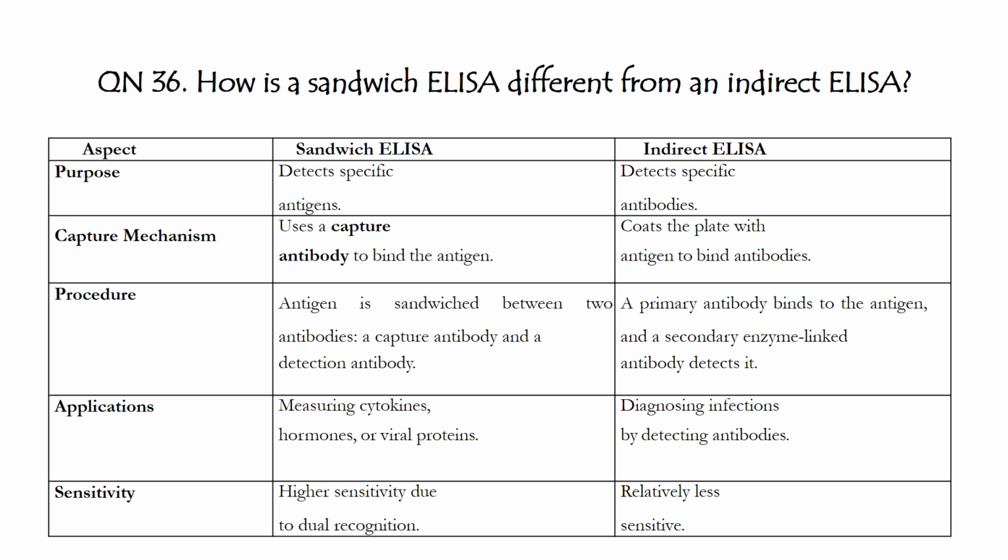While the indirect ELISA is used for the diagnosis of infections by detecting the antibody. When it comes to sensitivity, sandwich ELISA is highly sensitive due to the dual recognition, while the indirect ELISA is relatively less sensitive than the sandwich ELISA.